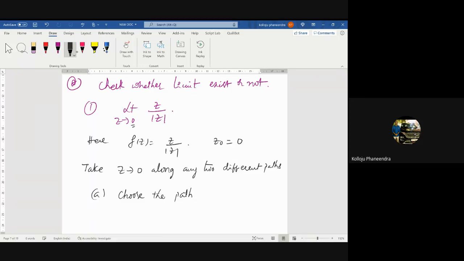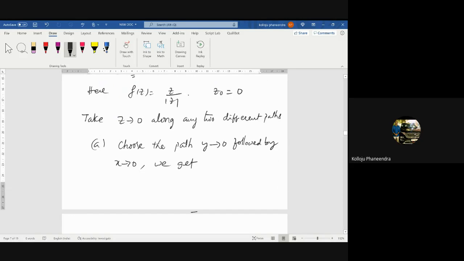Choose the path y tends to 0, followed by x tends to 0. What is the meaning of this? Choose the path y tends to 0, followed by x tends to 0 means first apply y tends to 0, then apply x tends to 0.